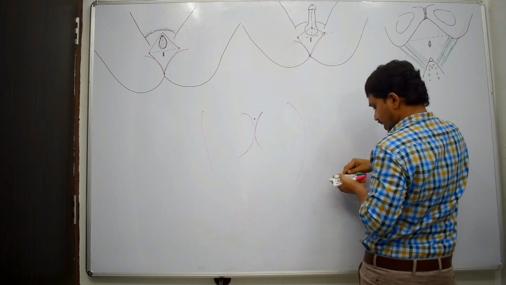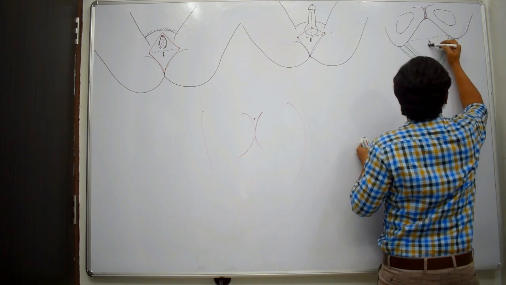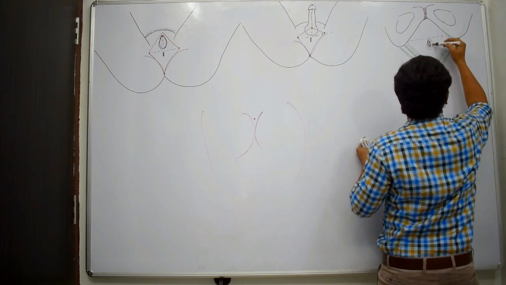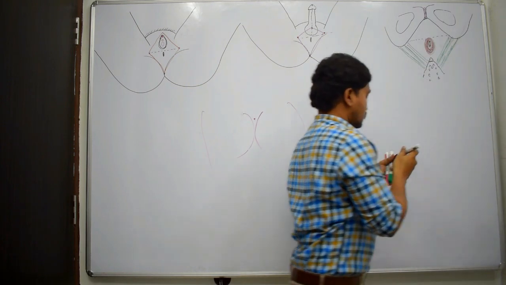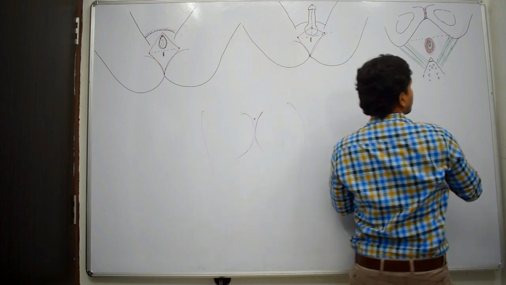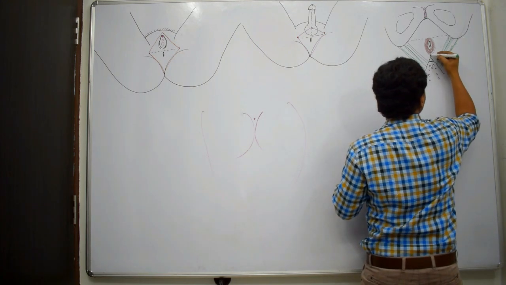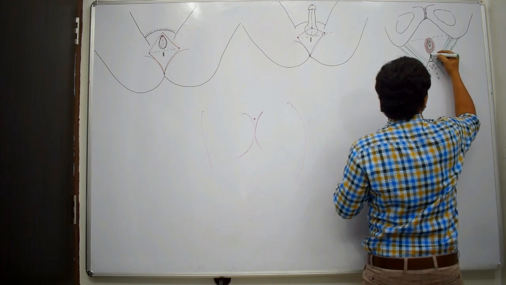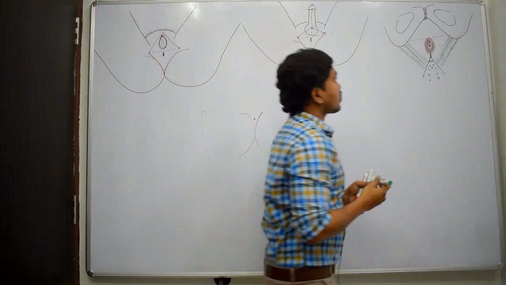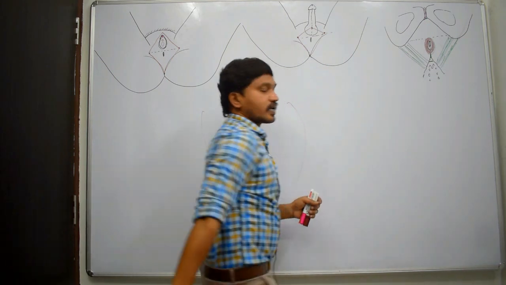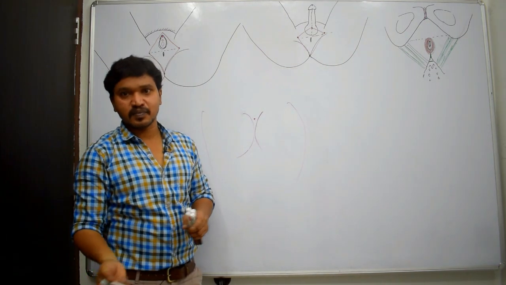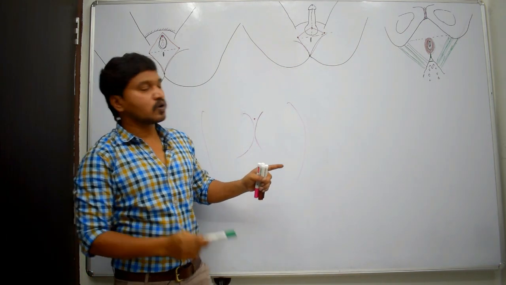Right? The anus is surrounded by the anal sphincter. So, this is the anal sphincter. From the anus to the tip of the coccyx, there will be one ligament. What is that ligament? The anococcygeal ligament. So, this is the anococcygeal ligament. About the urogenital triangle, we will discuss in the next session.